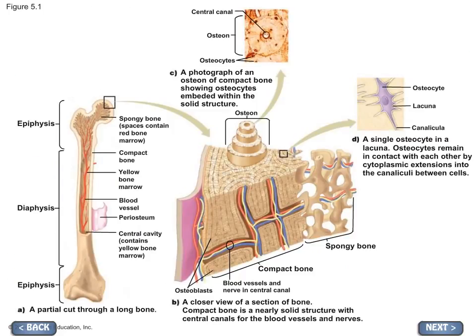Figure 5.1 describes the typical structure of bone. Note the osteons we mentioned in the last slide. Also note that the central cavity of the diaphysis contains yellow marrow made mostly of adipose tissue, and that the spongy bone at the epiphyses contains red marrow, which is involved in the production of blood cells of all types.